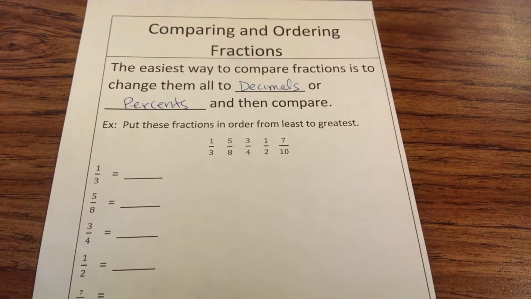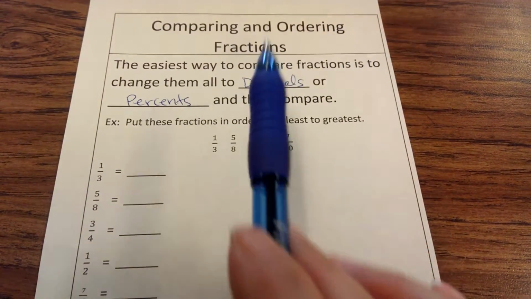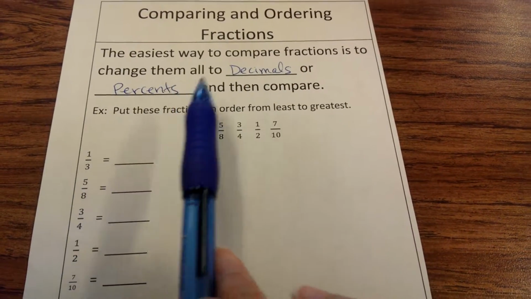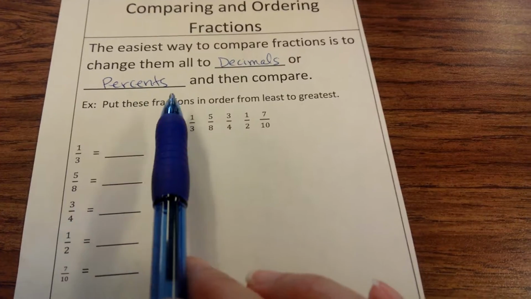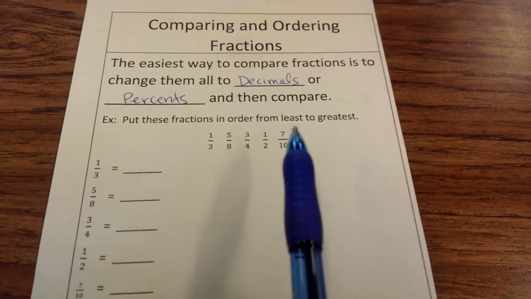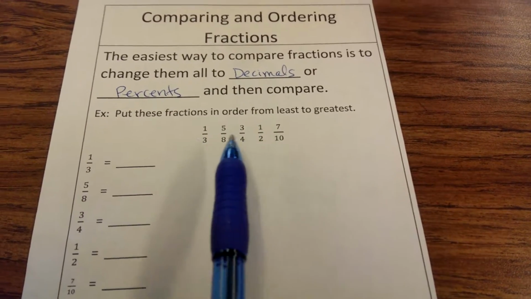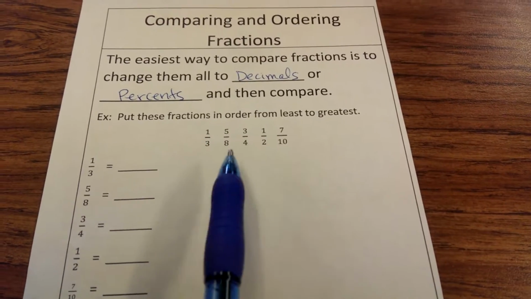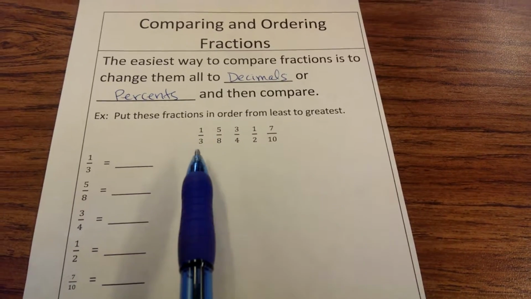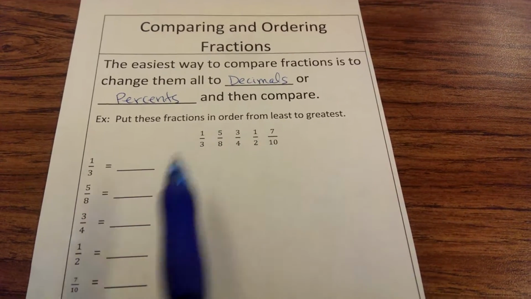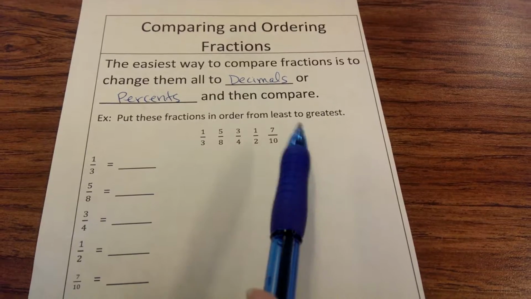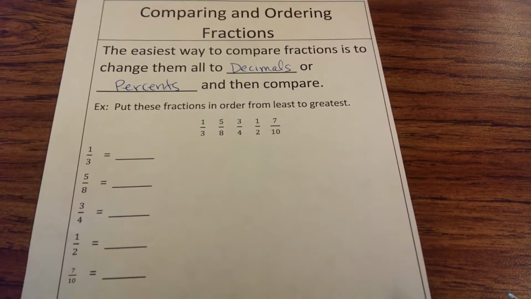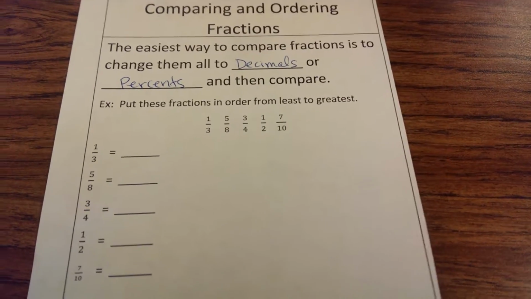Today we're going to talk about strategies for comparing and ordering fractions. The easiest way to compare fractions is to change them all to decimals or percents and then compare. Now I know in elementary school you would get a common denominator and change all the denominators to be the same number. But when you have this many fractions, it's hard to find a common denominator for all 5 numbers. So the better way would be to change them all to decimals and percents. And since we've already learned how to change fractions to decimals and percents, it should be pretty easy.